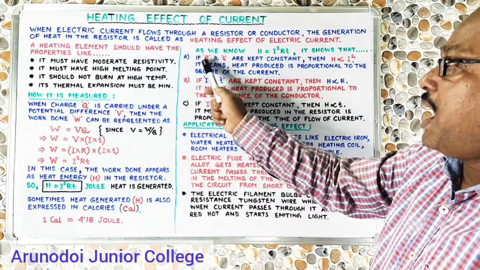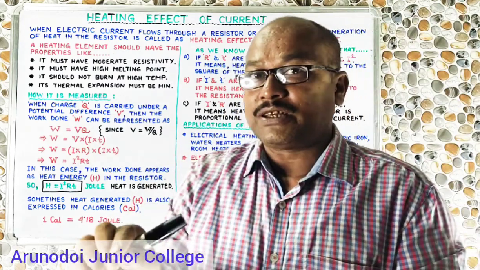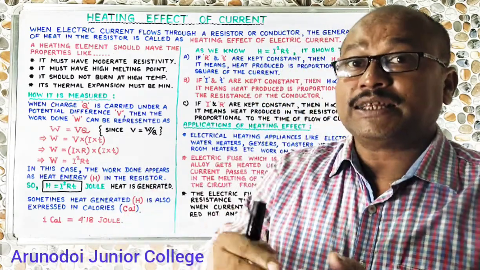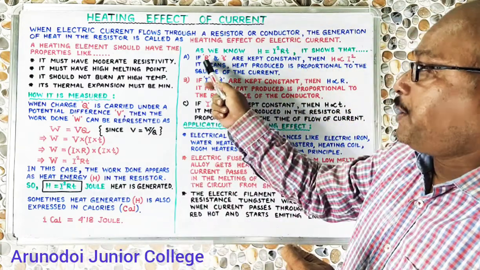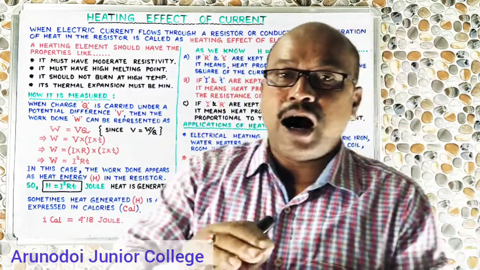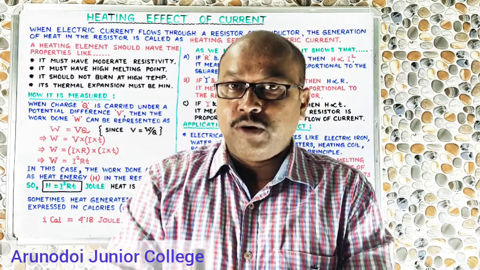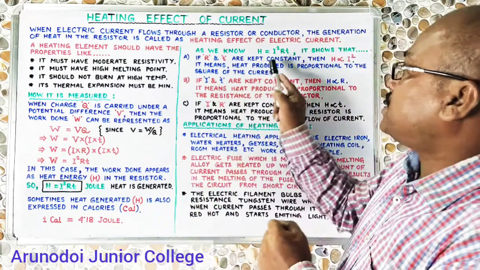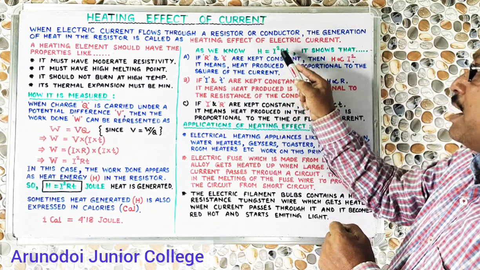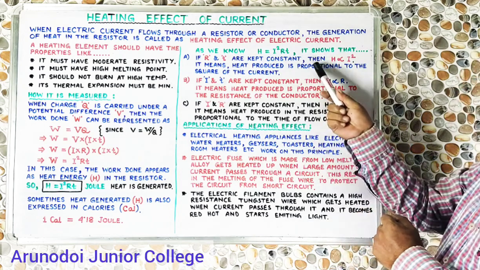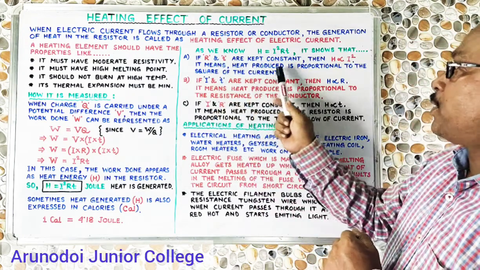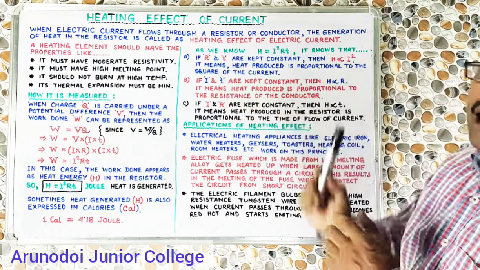What is that? If R and T are kept constant, R means the resistance of the conductor, and T, sorry, not temperature, it is the time period. So if we can keep the resistance of the wire constant, R constant, and T constant, means how long you are applying current, that time I am talking about. If you keep R and T constant in this relation, then H is equal to I square. Since R and T are constant, you will get a relation like that, H is proportional to I square. What does it mean? It means that heat produced is proportional to the square of the current.